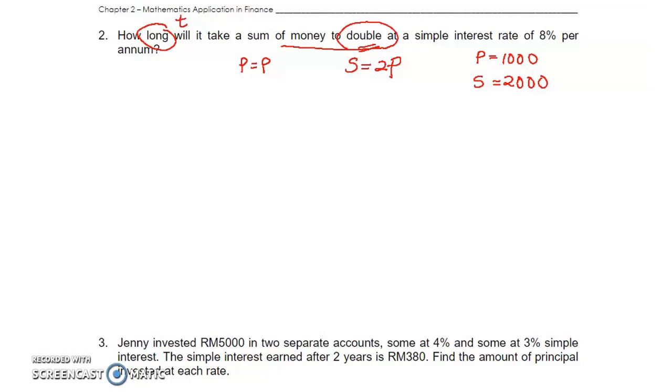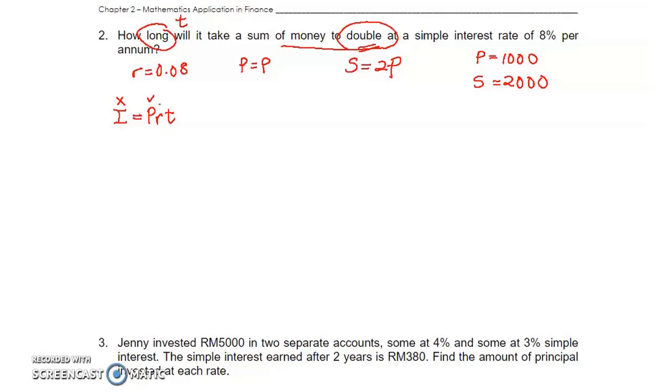Now we want to find value T, so which formula to use. Here R is 8%. The first formula we have is I equals PRT. Let's check one by one. We don't have I, we have P. P in general equals P.